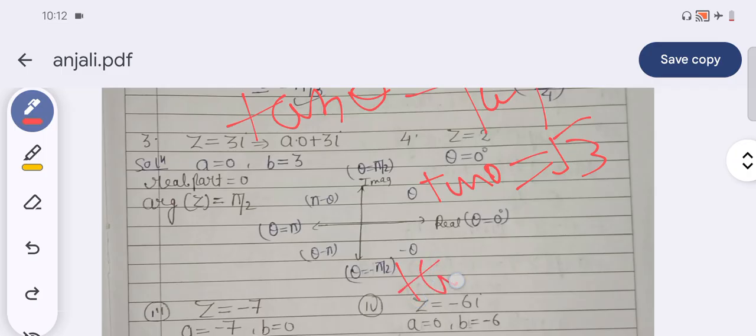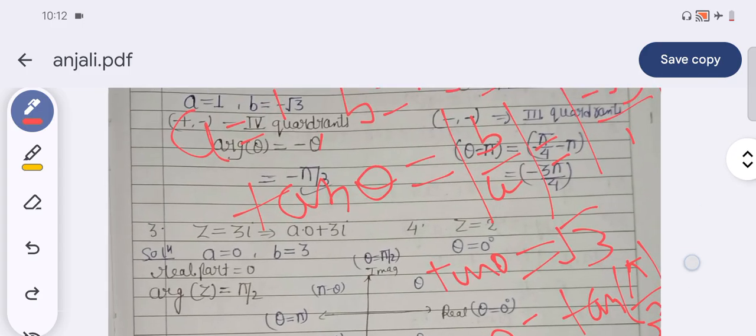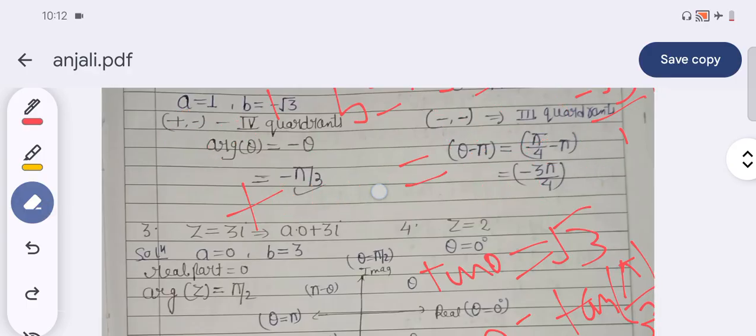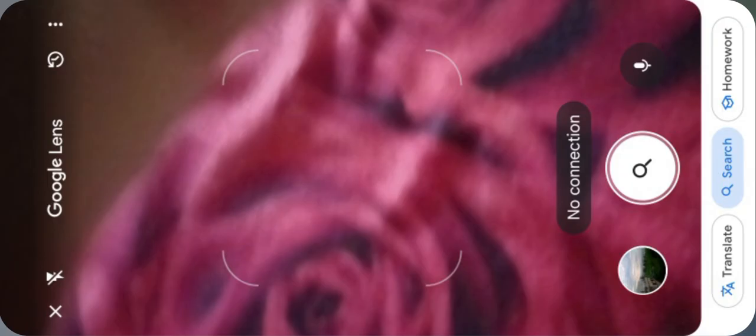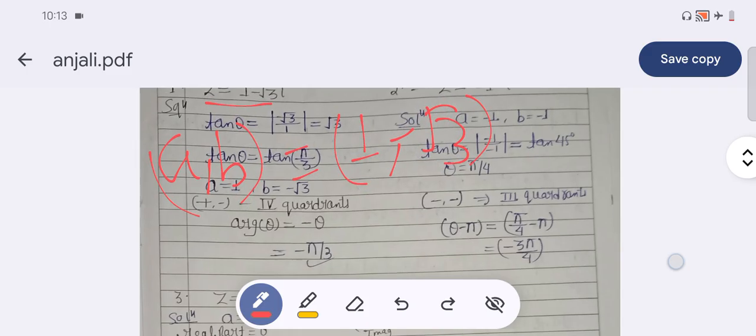So tan theta is equal to root 3, because tan of pi by 3 gives root 3. Then theta is equal to pi by 3. It is clear or not? Then z is equal to 1 minus root 3 iota, so the point a comma b is 1 comma minus root 3.